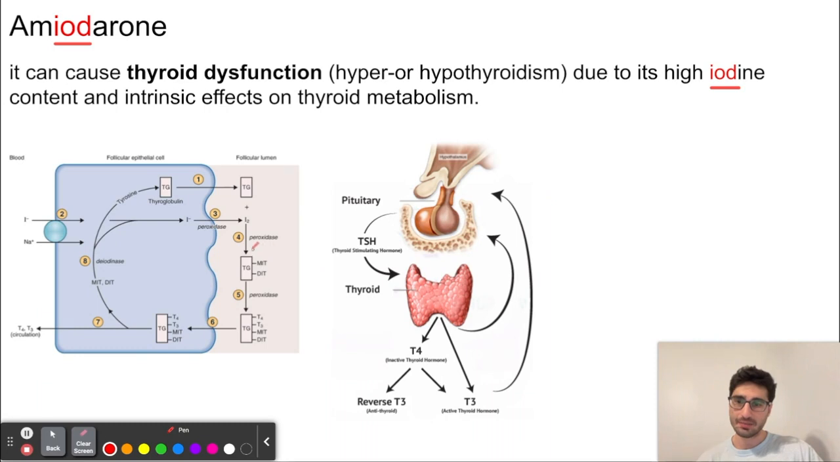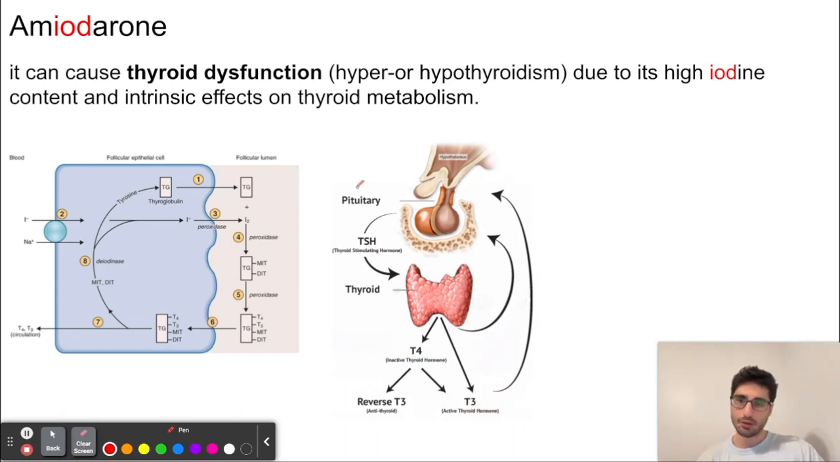So basically, the enzyme thyroid peroxidase can be inhibited, and this is going to give us a decrease in the production of T4 and T3, which can lead to hypothyroidism. Now, amiodarone can also inhibit the peripheral conversion of T4 to T3, and T3 is going to be the active thyroid hormone, and this can also cause hypothyroidism.